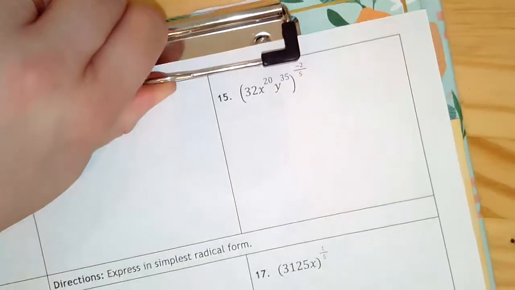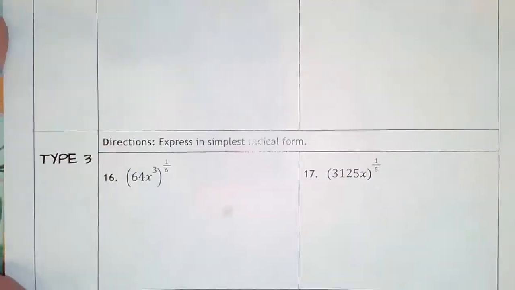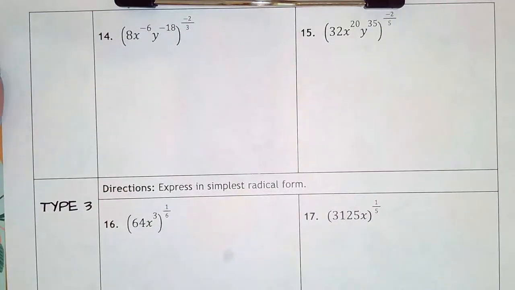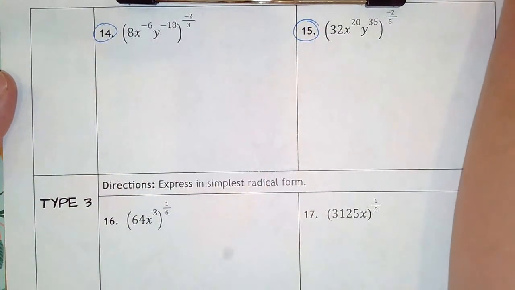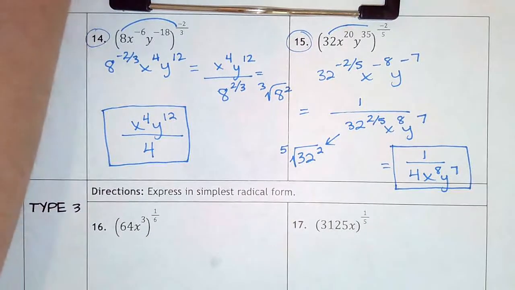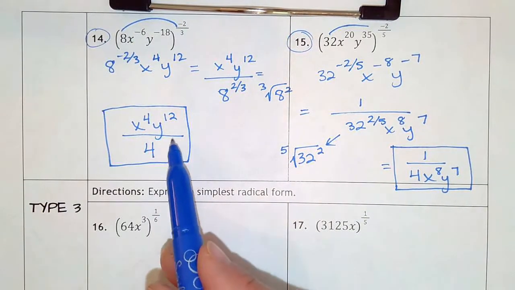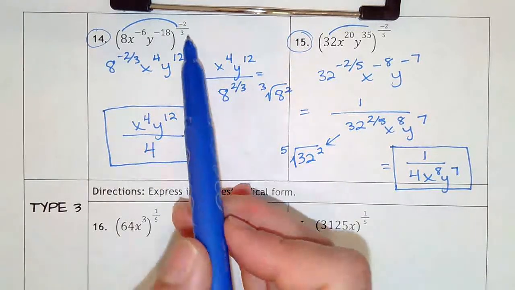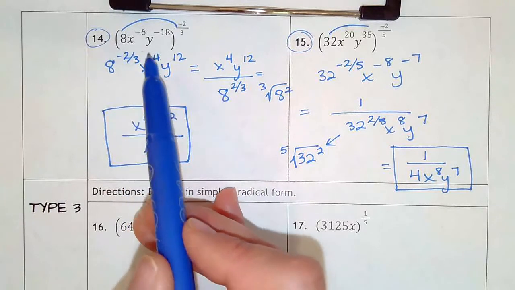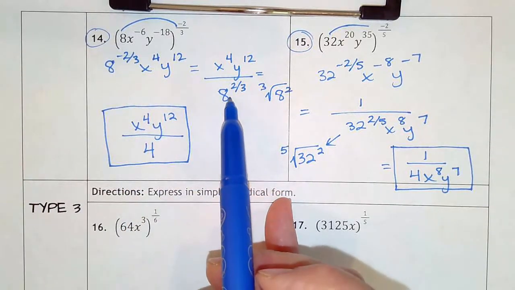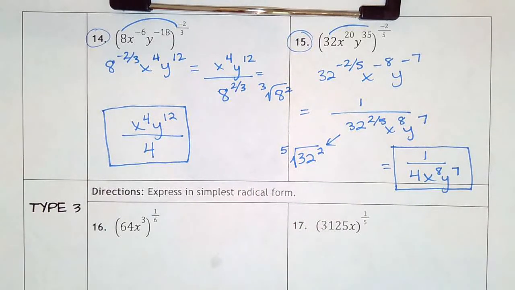And our last page. Since these are so similar, I'm going to pause and let you try 14 and 15. Okay, I got on number 14, x to the 4th, y to the 12th over 4, because I gave everything the negative 2/3 power. Only thing that needed to move was the 8 to the negative 2/3 power, which became positive. Cube root of 8 is 2. 2 squared is 4. You can check it on your calculator.